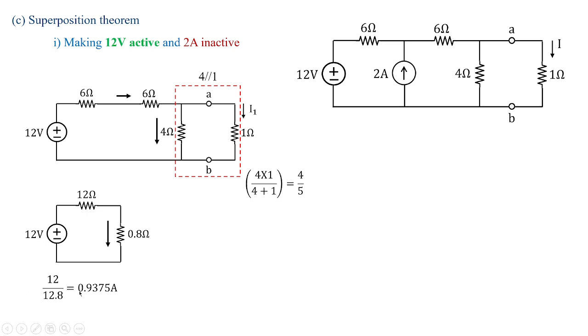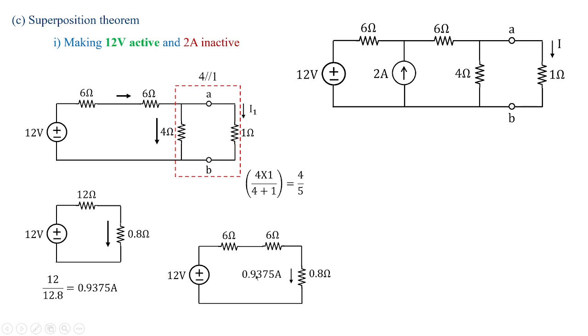What is that? 12 divided by 12 plus 0.8, so it becomes 0.9375 amperes. In fact, this is the reduced model of this circuit, which we have framed once again over here. I have just elaborated 12 as 6 plus 6. So the current flowing in 0.8 is 0.9375 amperes, and the same current is flowing over here. I hope you understood how we have obtained the current with the 12 volt source for this parallel combination.